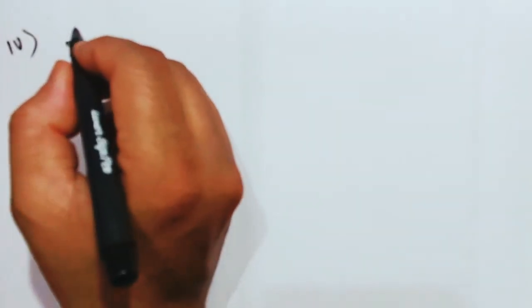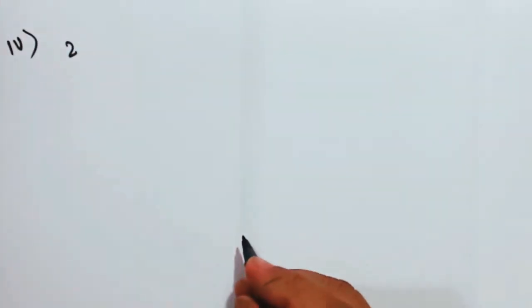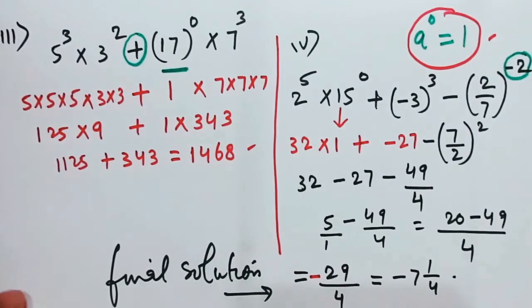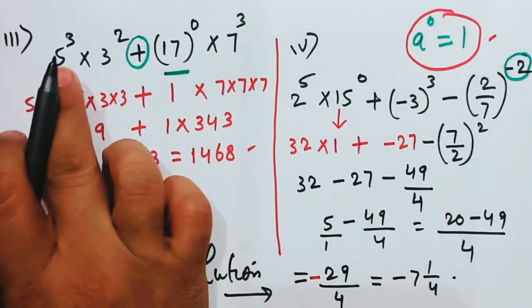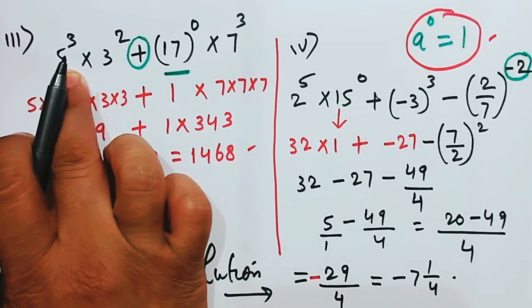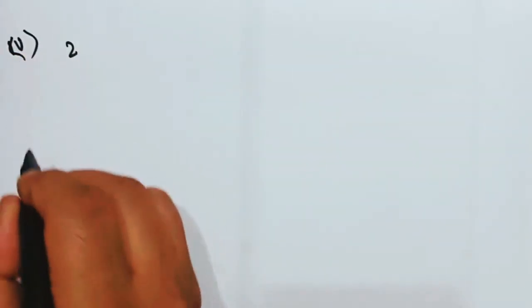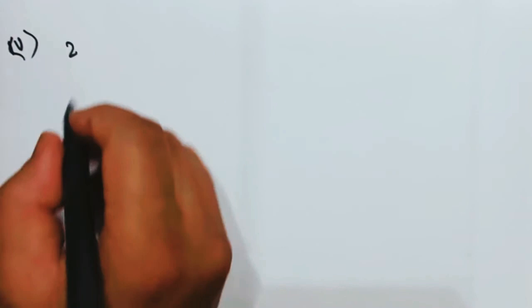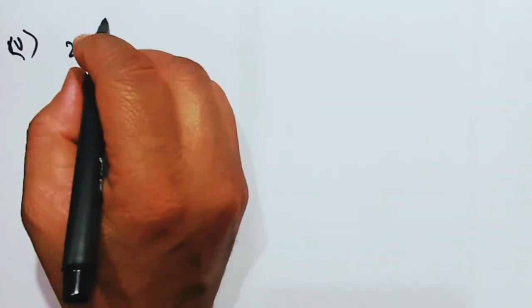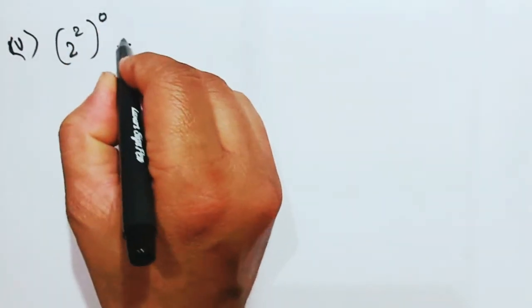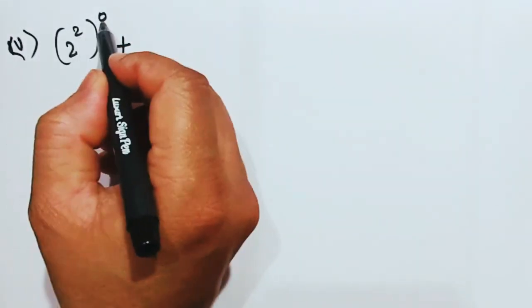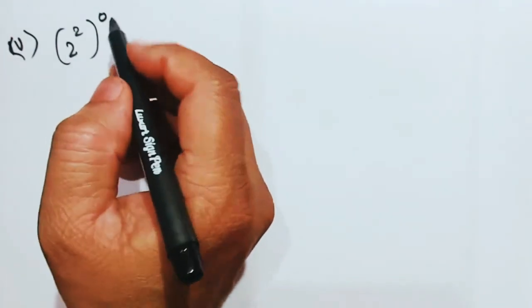Number 4 says 2 to the power 5. Hey, what was this? I did this, which was third. Was this one third? Let me check. 5 cube. Yes, third and fourth. So we will do the fifth one. The fifth one says that 2 square to the power 0. They are fooling us actually, okay? Because any number raised to the power 0 will be equal to 1 only.